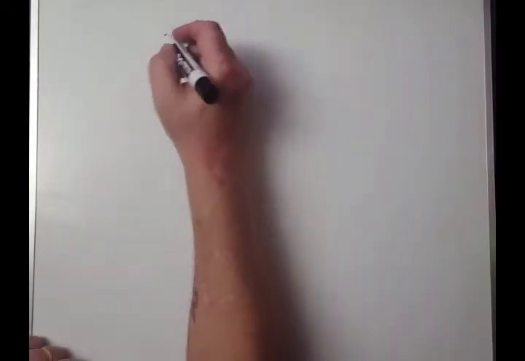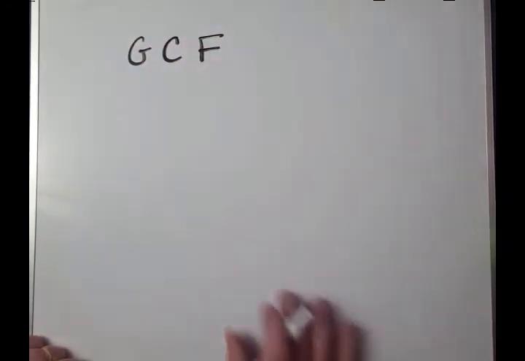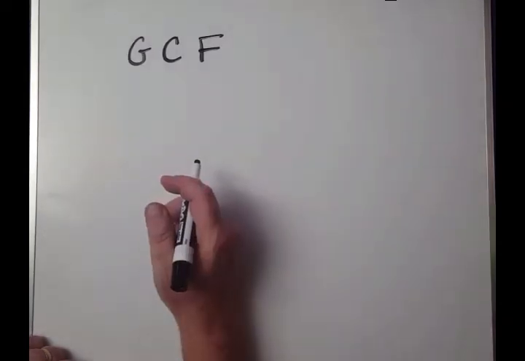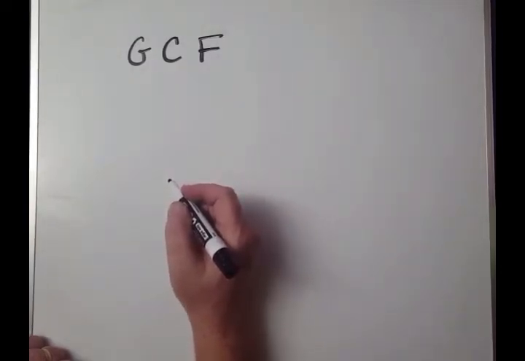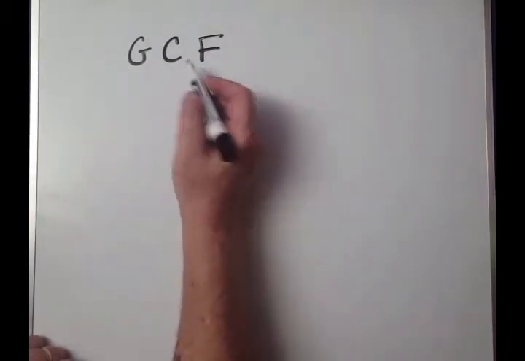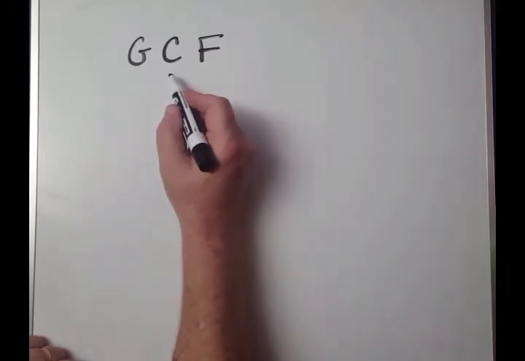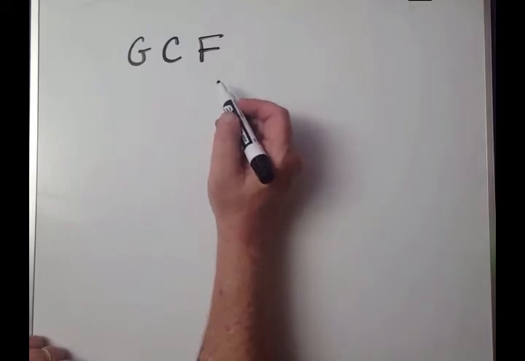So let's talk about what we mean by greatest common factor. And understand that from this point forward, if you see the abbreviation GCF, you are expected to know that that stands for greatest common factor. I should not have to explain that again. Greatest common factor. Well, greatest means the biggest. Common means that they share. Factor means member of multiplication. In other words, something that will divide evenly into it.